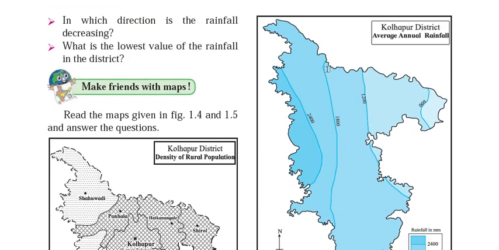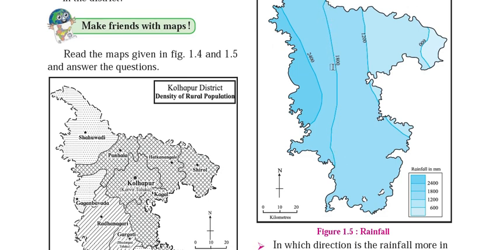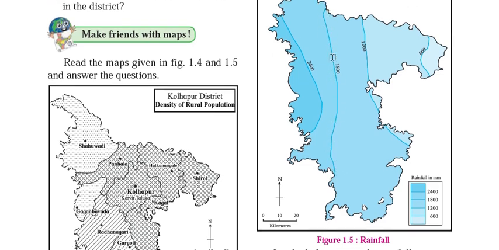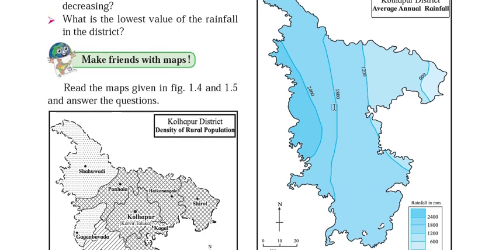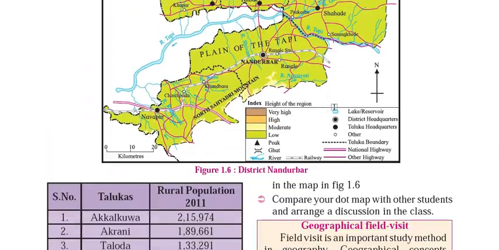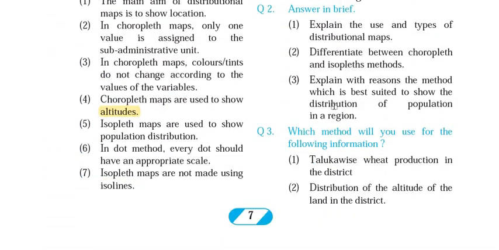Here you can join the points on the ground which have the same value of the variable. Suppose this is the average annual rainfall distribution of Kolhapur district. This particular line joins the locations which have the same amount of rainfall. So this is 1800 rainfall, and all the locations on this particular line have the same rainfall. This is again an isopleth map, and it is used to designate altitude. So that's why this fourth statement is wrong.